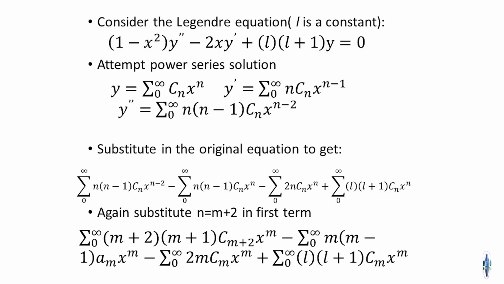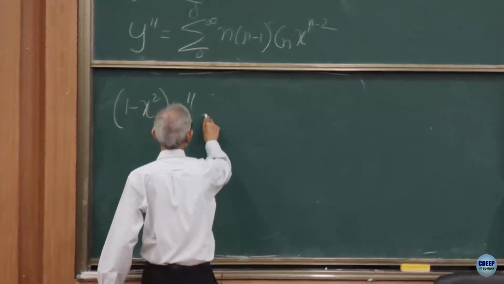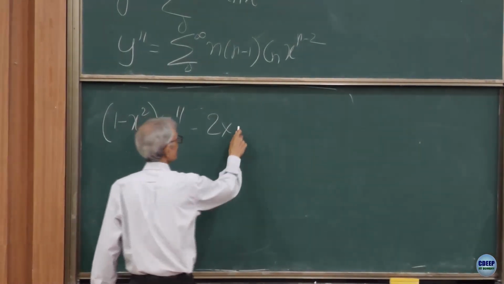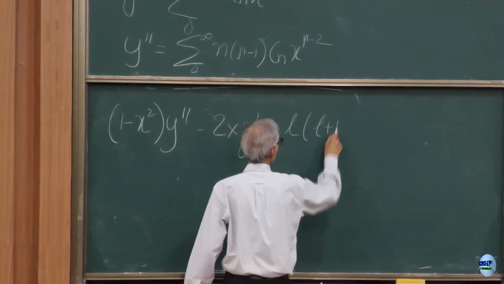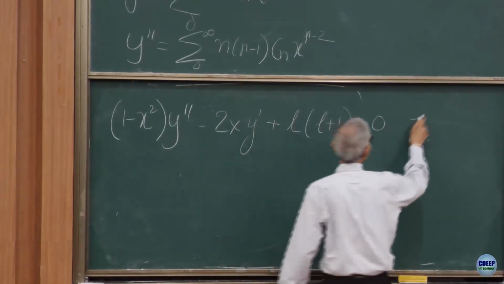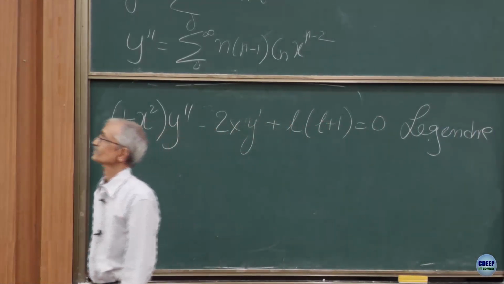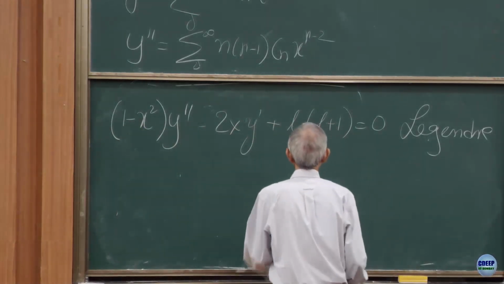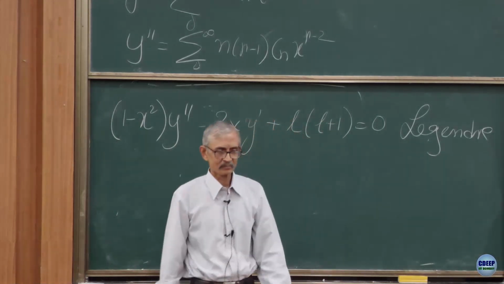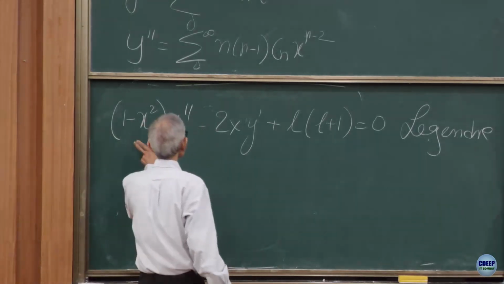So this is 1 minus x square y double prime, minus twice x y prime, plus L into L plus 1 y equal to 0. The procedure is exactly the same, but that's all right. And this is the so-called Legendre's second order differential equation. L is a parameter that should be given to me, and we'll see what that means, or to some extent at least. So let's just do the same thing again.